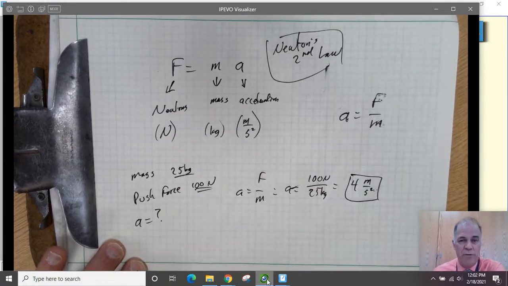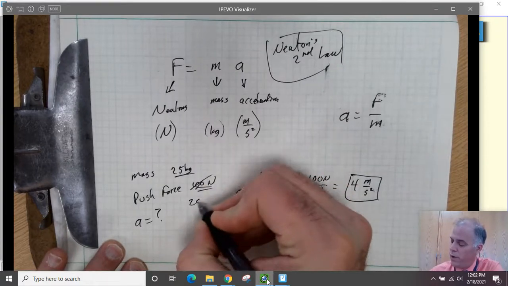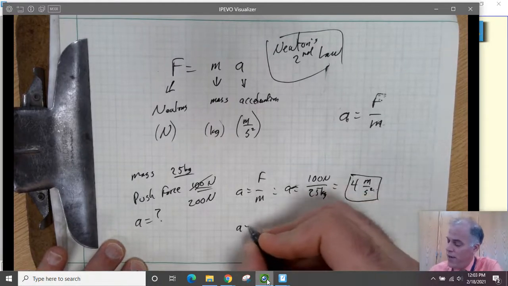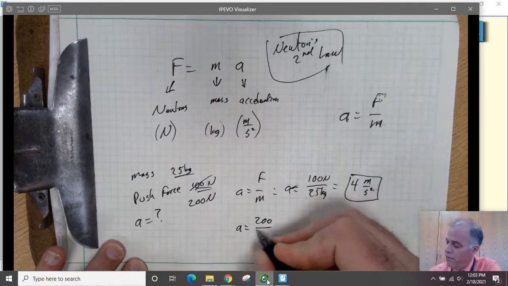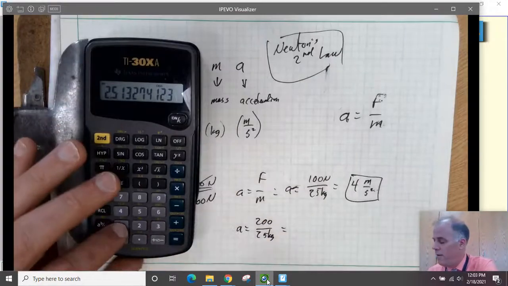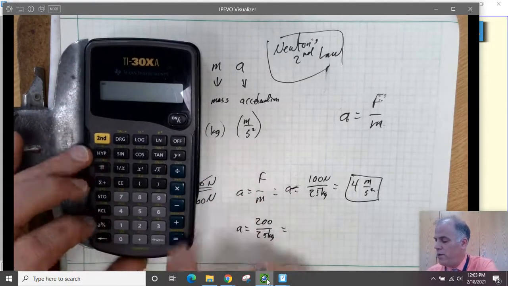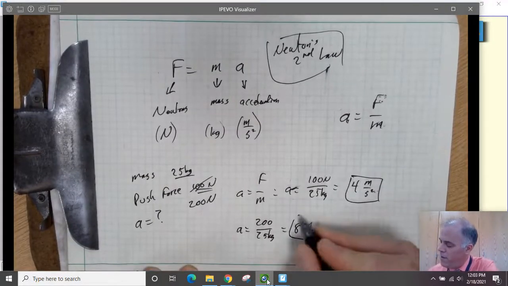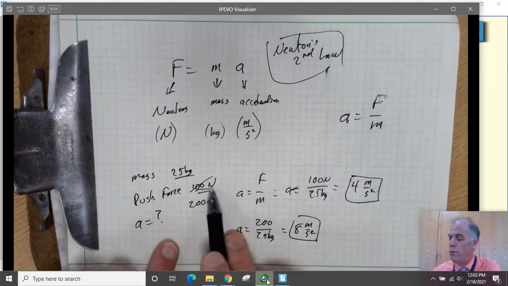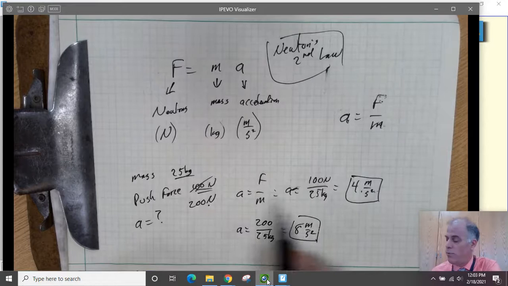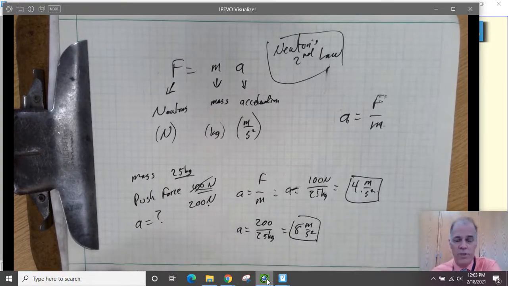Now, what if we increase our force? What if we increase the force to 200 newtons? Okay, what do you think is going to happen to the acceleration? You can probably make a prediction on this, but let's see. So acceleration now is going to equal 200 divided by 25 kilograms. And if you need a calculator for this, that's fine. 200 divided by 25 equals 8. 8 meters per second squared. So if we double the force, go from 100 newtons to 200 newtons, we double the acceleration. Twice as much force equals twice as much acceleration. That's what you saw last week.